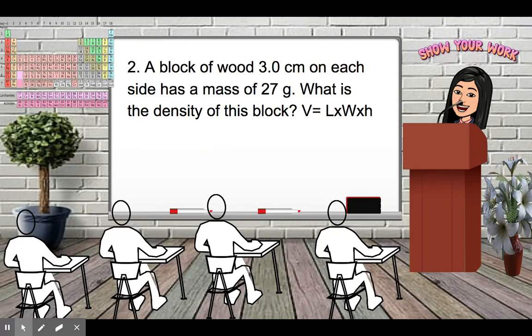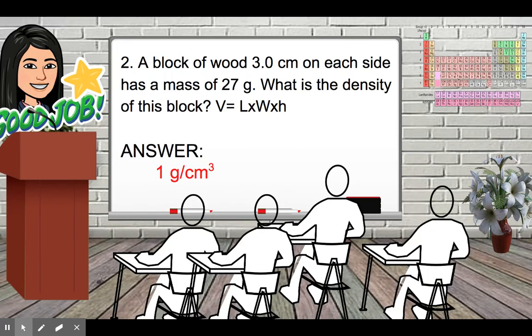A block of wood, 3.0 cm on each side, has a mass of 27 grams. What is the density of this block? In getting the volume of the block of wood, use the formula volume is equal to length times width times height, and then solve for density. I'll pause and wait for you to answer the question. So the correct answer is 1 gram per cubic centimeter.